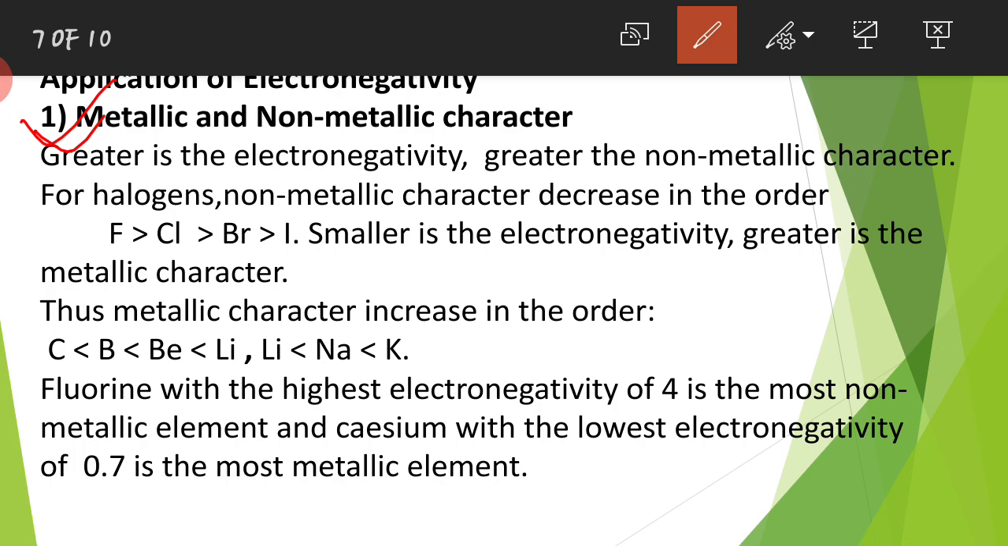Fluorine with the highest electronegativity of 4 is the most non-metallic element, and cesium with the lowest electronegativity of 0.7 is the most metallic element.